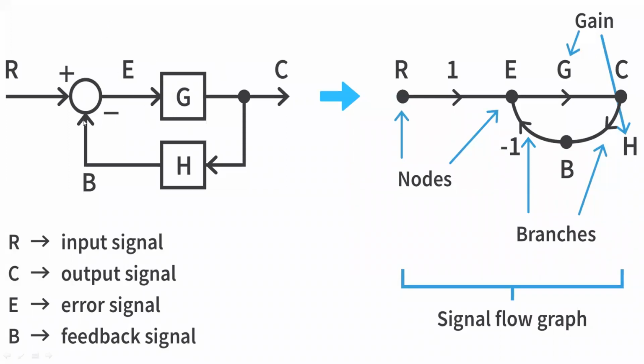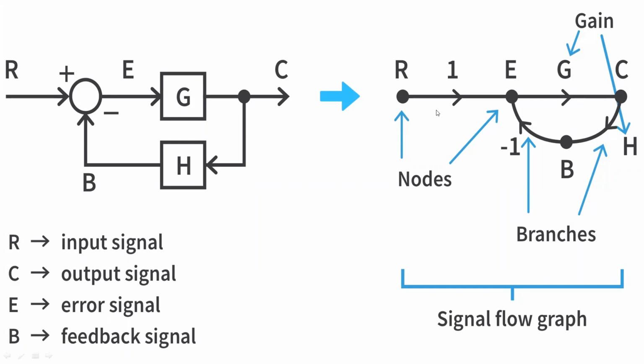So this is a block diagram which we have seen. R is the input signal, E is the error signal, B is the feedback signal, H and G are the gains of these blocks, and C is the output signal. The same block diagram we can represent in this way, as a signal flow graph. We have R as one node, E as another node, C as another node, and B as another node. That's example A. A node is a point which represents either a variable or a signal.